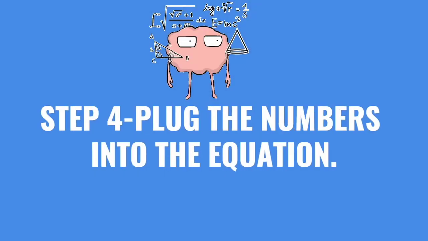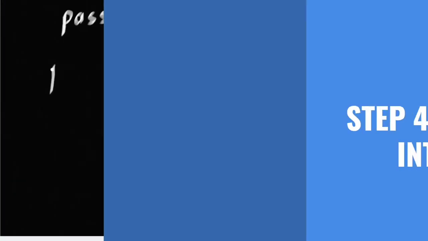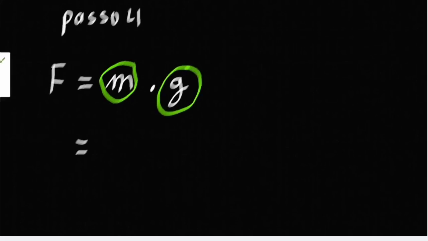Step 4, plug the numbers into the equation. Now that you've got m and g, you'll be able to plug those values into the equation F equals m×g and be ready to go. You should get a number described in terms of newtons, or N.